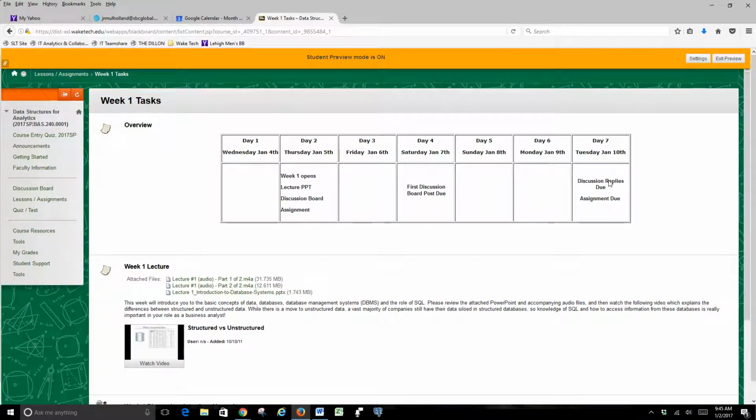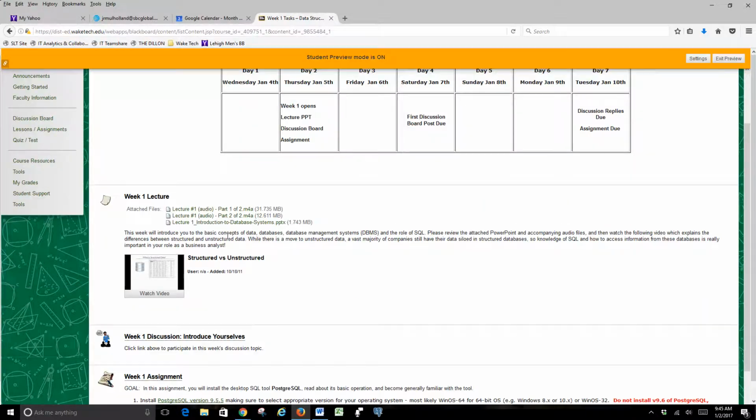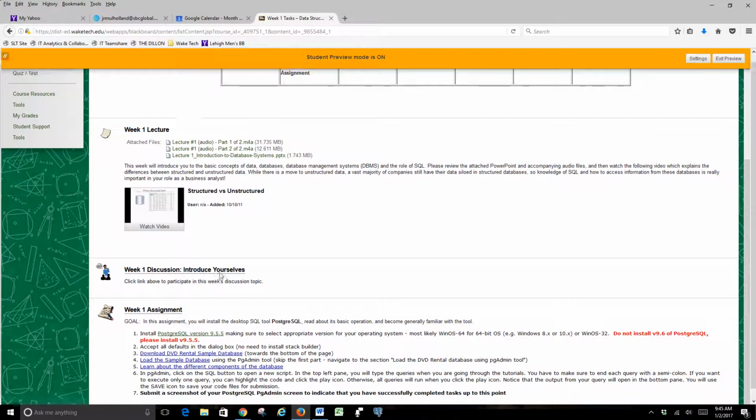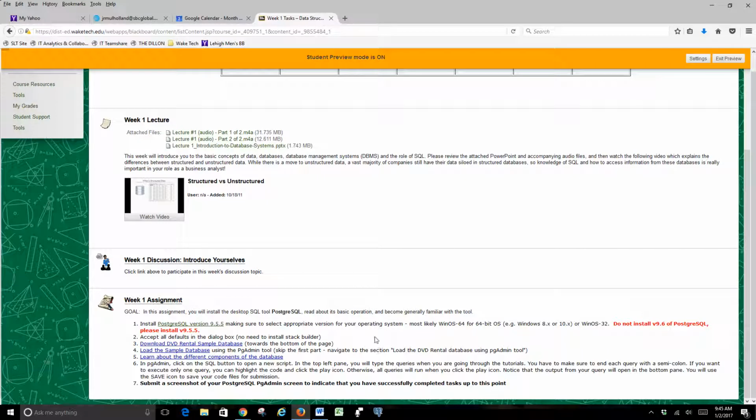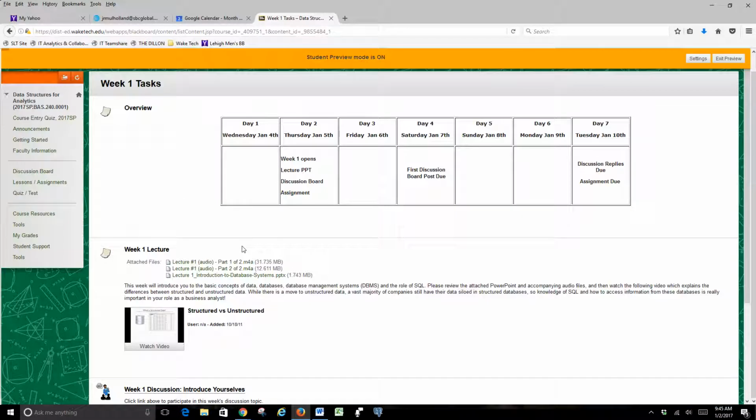So you'll see that the replies are due here. Sometimes there are 2 posts for discussion, sometimes there's 1. And typically, the assignment is always due on the Tuesday of the week. So you'll go through this: there's a lecture portion, there'll be the discussion, and of course the assignment that you have to do. And this week is all about installing PostgreSQL, the tool we're going to be using for the first 9 weeks to learn SQL.